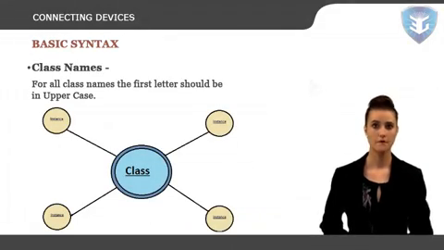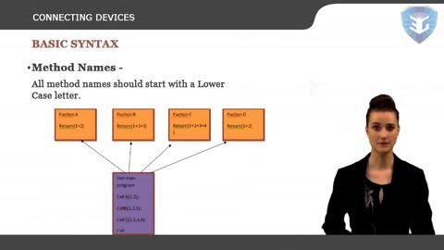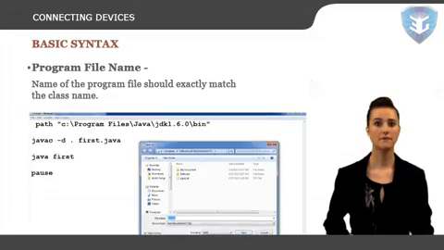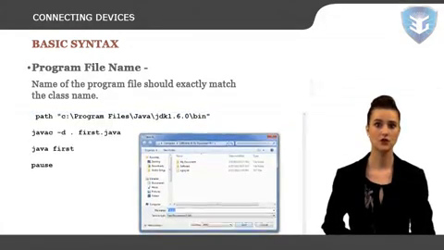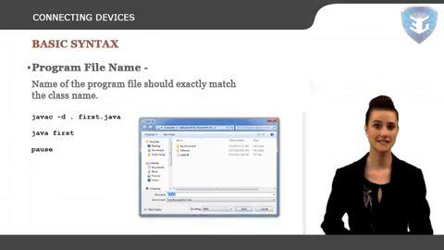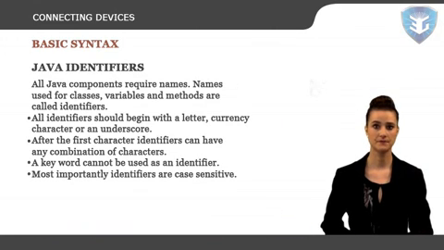Class names. For all class names, the first letter should be in uppercase. If several words are used to form the name of the class, each inner word's first letter should be in uppercase. Method names. All method names should start with a lowercase letter. If several words are used to form the name of the method, then each inner word's first letter should be in uppercase. Program file name. The name of the program file should exactly match the class name. When saving the file, one should save it using the class name and append .java to the end of the name.